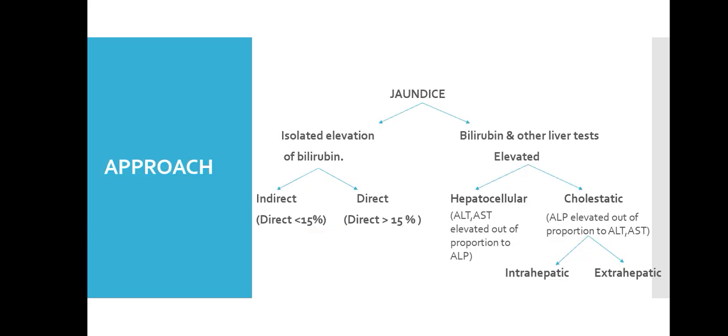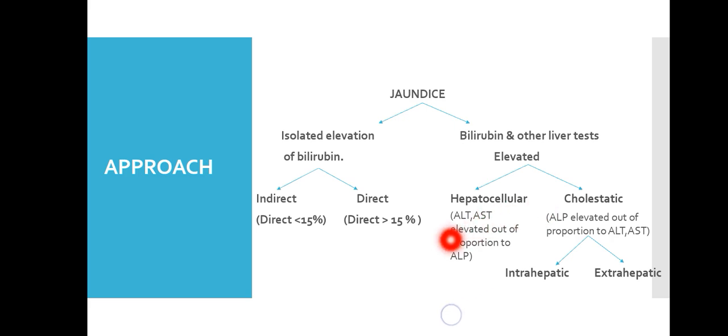Approach to jaundice. Based on the investigation, we can have isolated elevation of bilirubin or bilirubin and other liver enzymes elevated. In isolated elevation of bilirubin, it can be indirect or direct. In direct hyperbilirubinemia, direct bilirubin is more than 15% of the total fraction. In indirect hyperbilirubinemia, the direct fraction is less than 15% of the total fraction. Bilirubin and other liver enzymes elevated: we have hepatocellular and cholestatic.